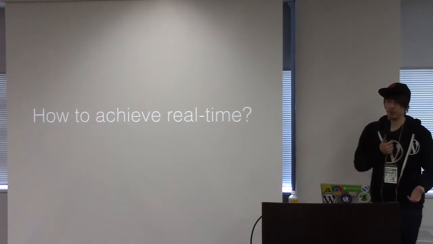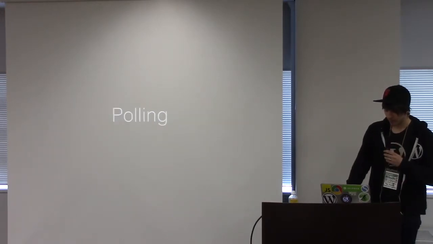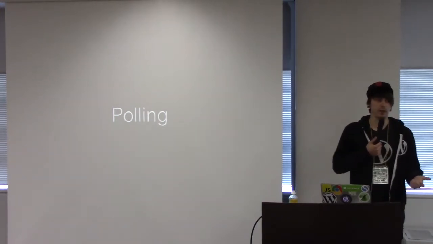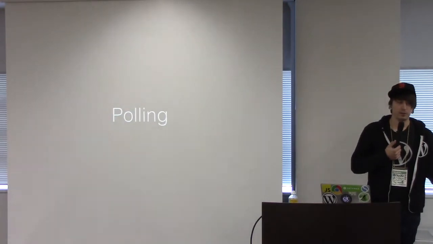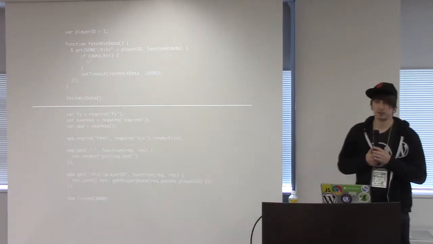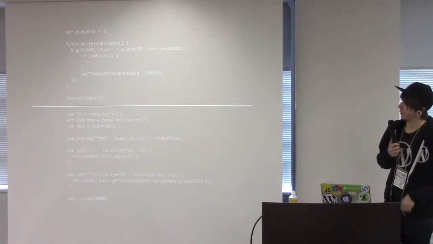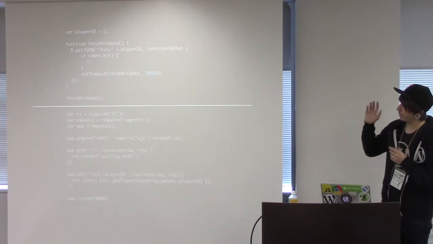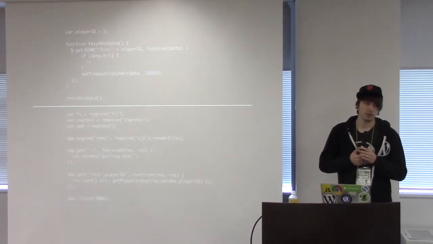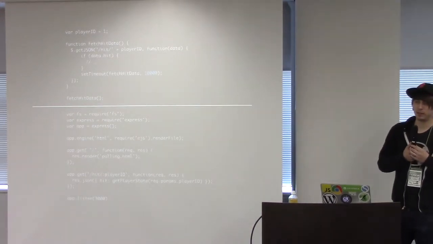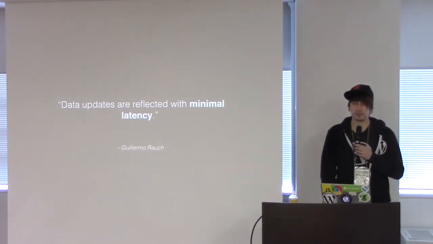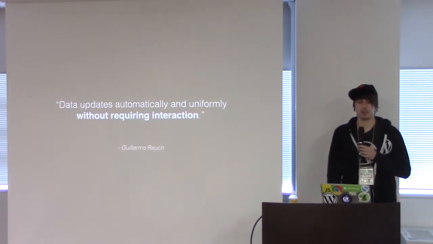Now, how do we achieve this behavior? Well, the first thing you might think of is polling, right? So we just make a loop, and then we make a request to the server every some milliseconds, and then we look if there's any new data that we can take. The code might look something like this, where basically we're doing a get.json request every 10 seconds in this case. And yeah, well, 10 seconds is kind of a long time, right? This kind of violates this principle of having minimal latency, even though the data does update automatically and uniformly.